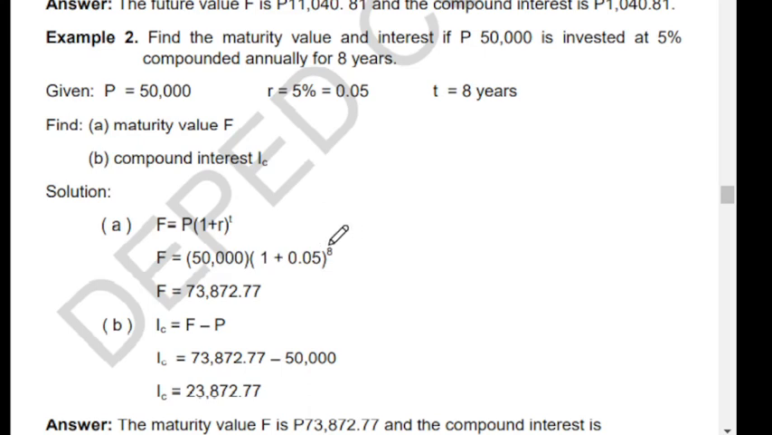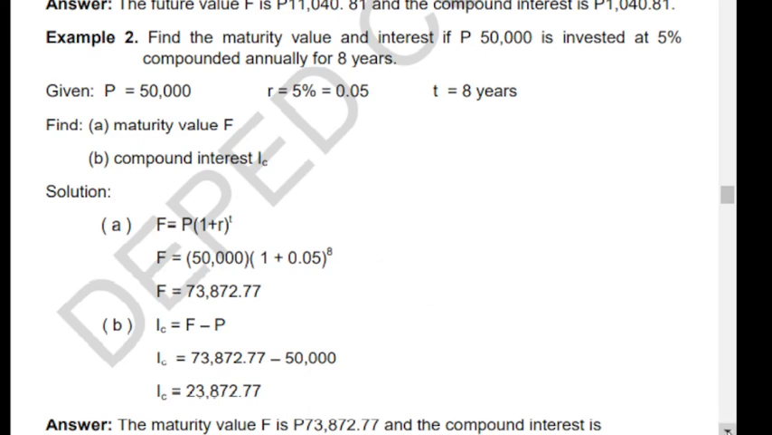So 1 plus 0.05, 50,000 times 1.05 exponent 8. So the answer is 73,872.77. Minus 50,000, the answer is 23,872.77.